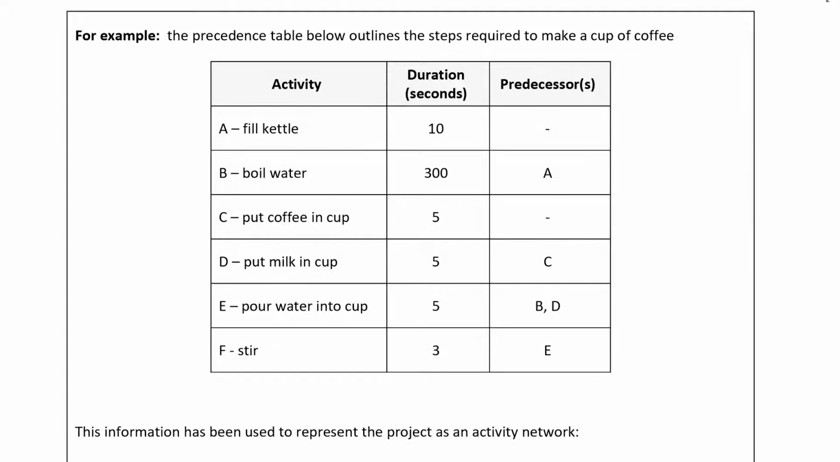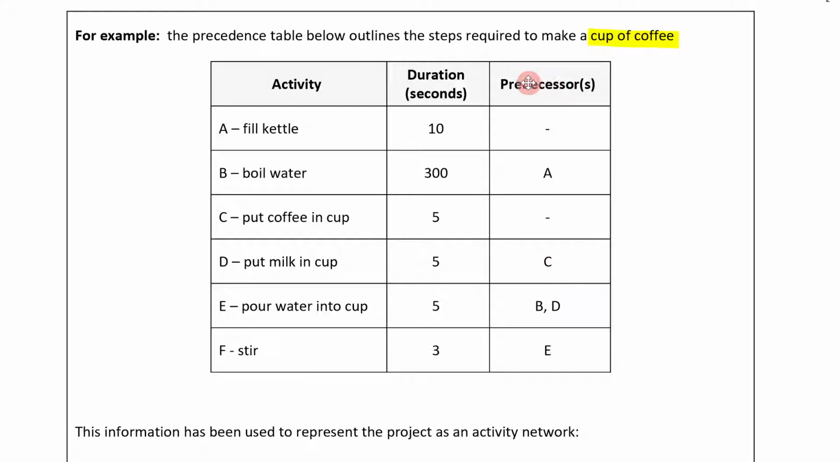All right, we're going to work through this example here. It says, the precedence table below outlines the steps required to make a cup of coffee. So here are all the activities that we need to follow when making a cup of coffee. We've also got the duration of each of these activities. For instance, filling the kettle takes 10 seconds, boiling the water takes 300 seconds, putting coffee in the cup takes 5 seconds, and so on.